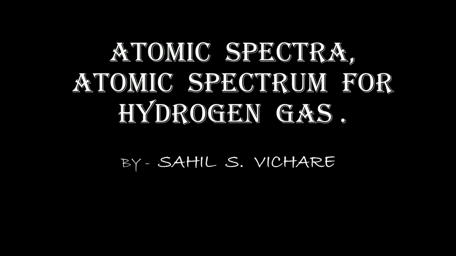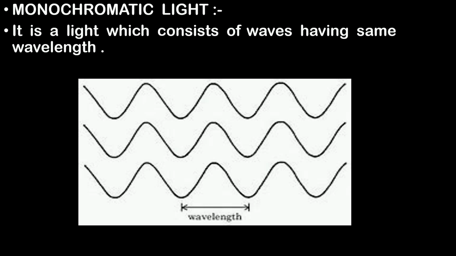So before starting with the actual topics, it is necessary for you all to know certain basics. You must know what a monochromatic light is. A monochromatic light is nothing but a light which consists of waves having the same wavelength. Suppose I consider a certain light over here. This light has different waves, but all the waves here have the same wavelength. So this light is known as a monochromatic light.